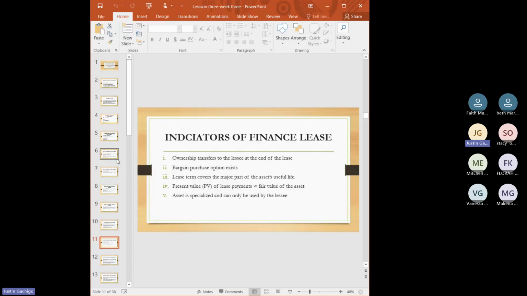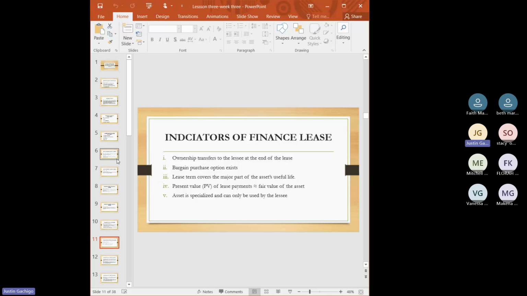Then the other one, the lease term covers the major part of the asset's useful life. If, for example, the asset's useful life is 10 years, and the lease agreement is around 8 years, then it means that is a finance lease.